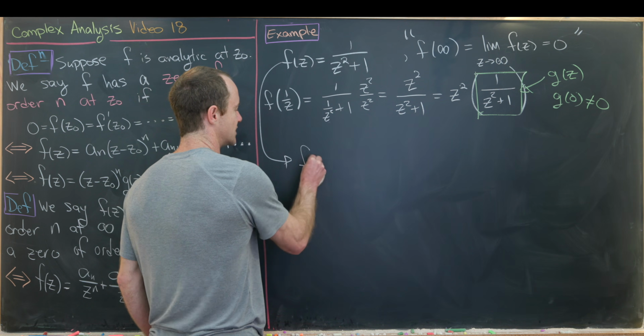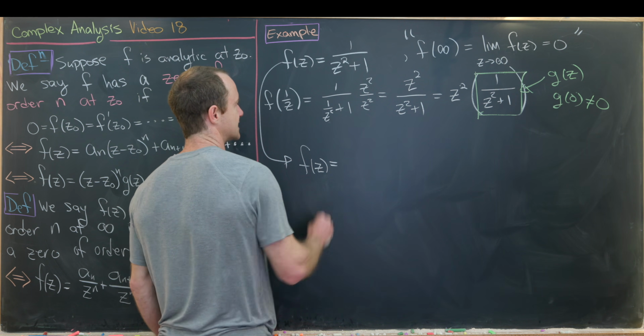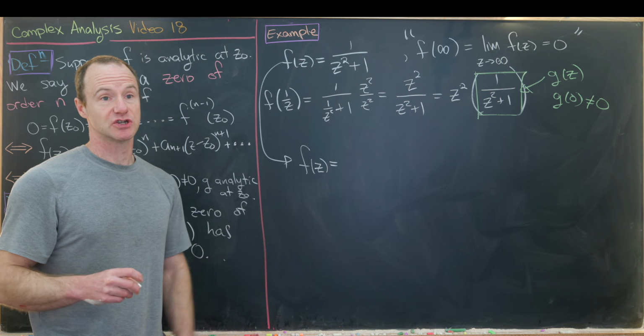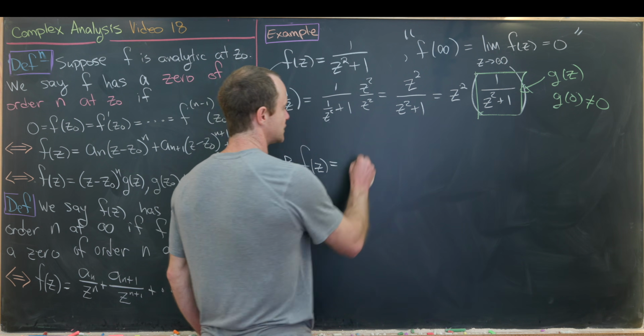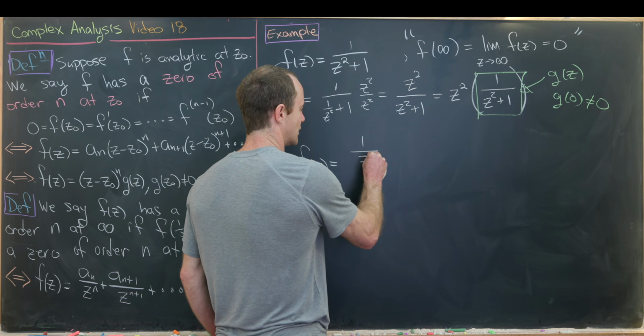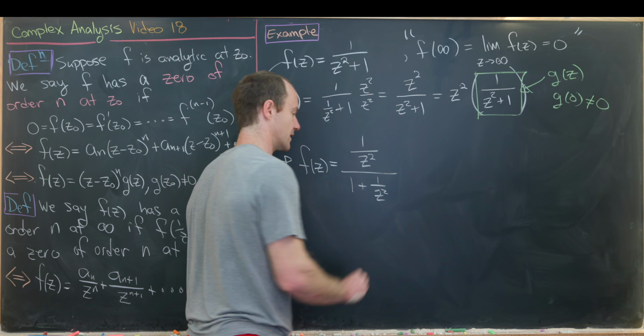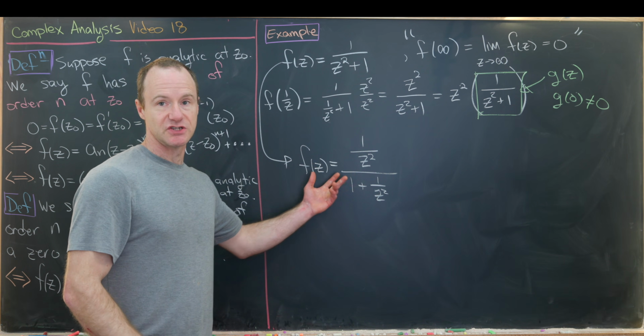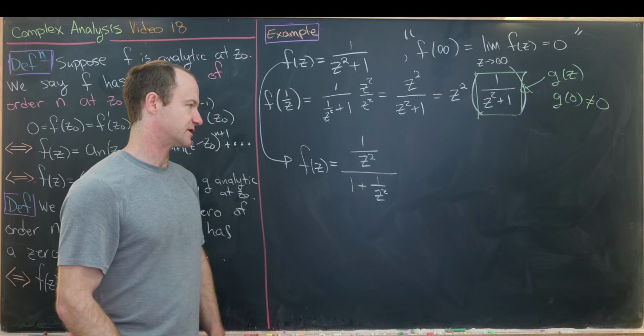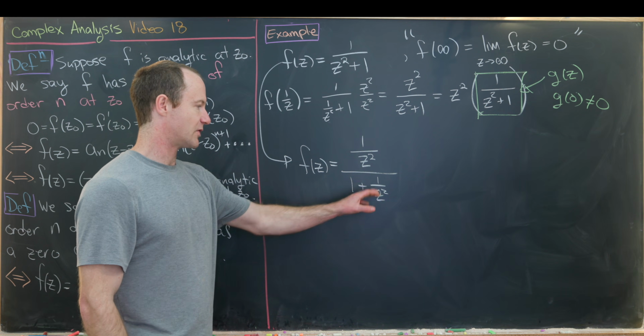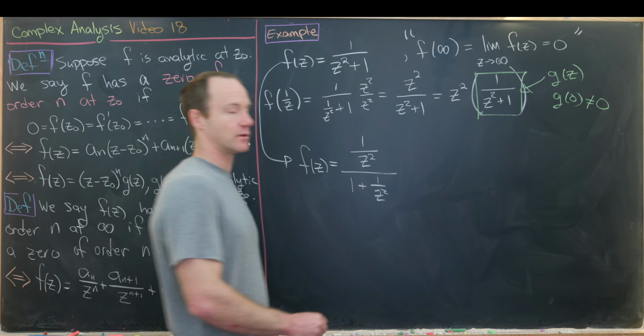So let's take the original f of z and rewrite it so it looks like a function of 1 over z. We can do that by rewriting it as 1 over z squared times 1 plus 1 over z squared. Then this is like a geometric series where the starting term is 1 over z squared and the common ratio is negative 1 over z squared.